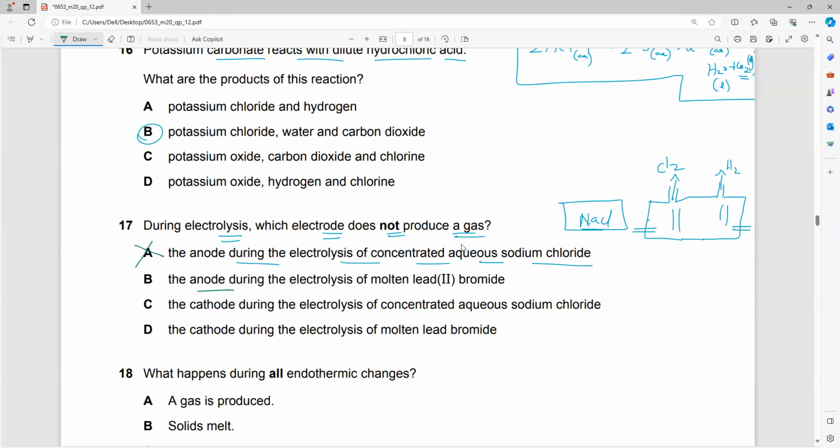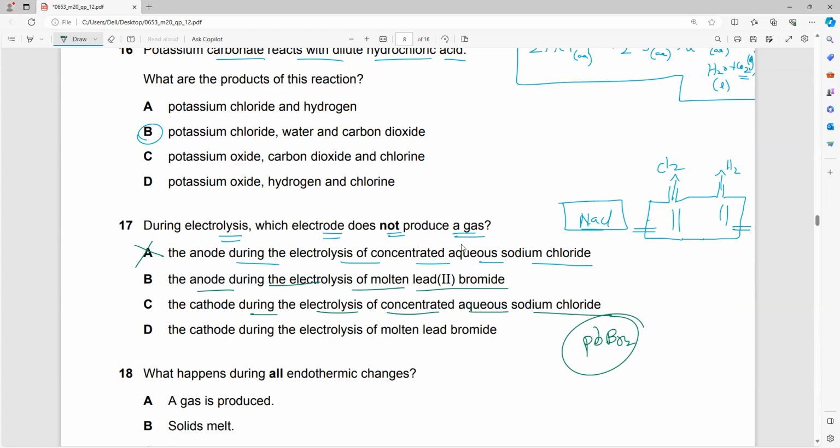Option B: the anode during the electrolysis of molten lead bromide. Check it, everybody, the electrolysis process. What is the formula of lead bromide? PbBr2. Next: the cathode during the electrolysis of concentrated aqueous sodium chloride.